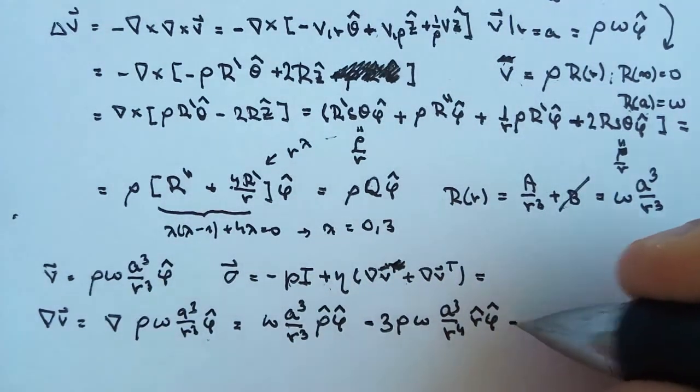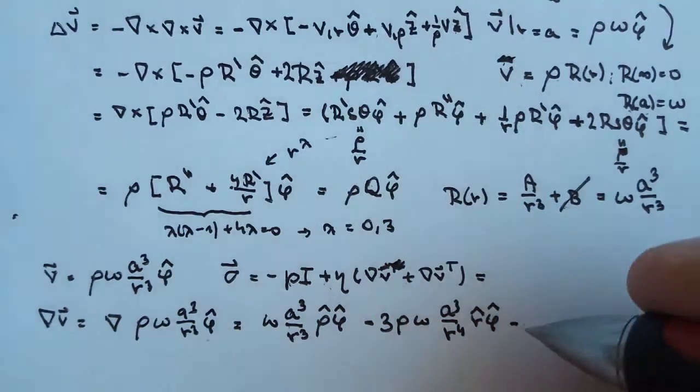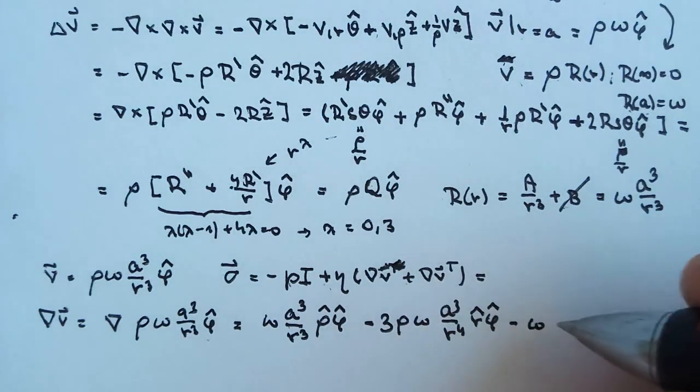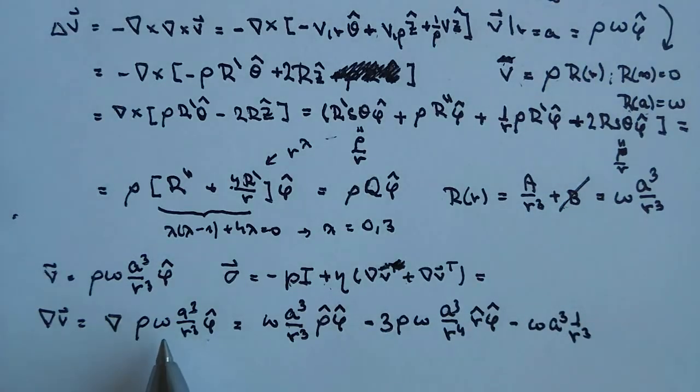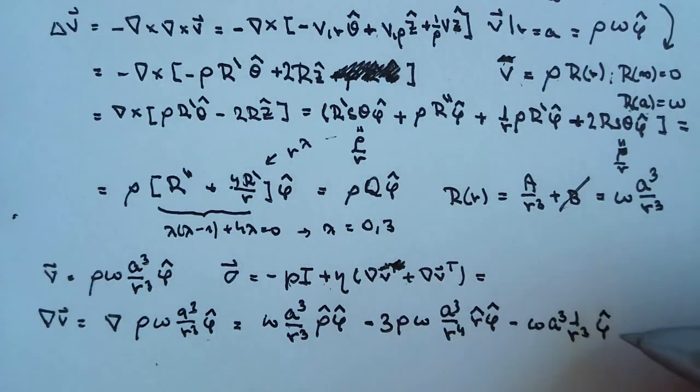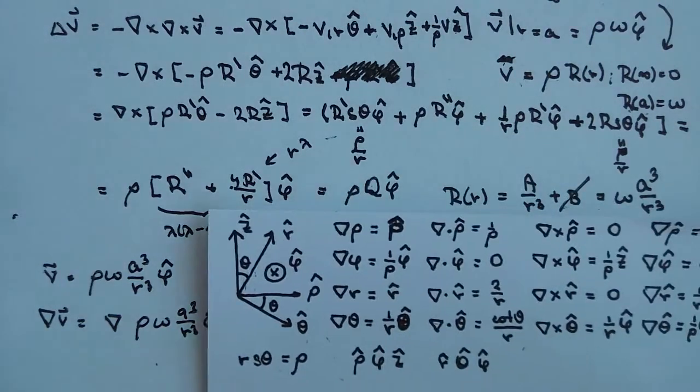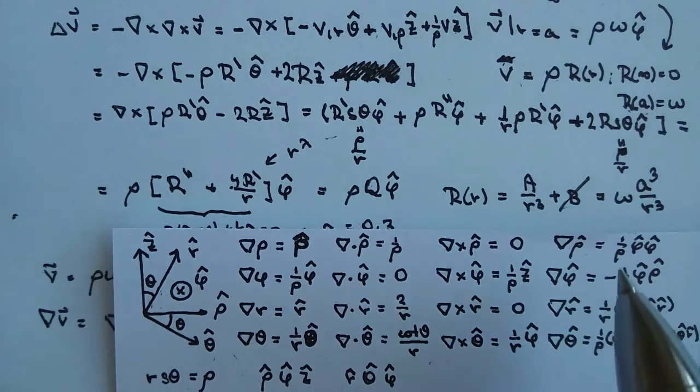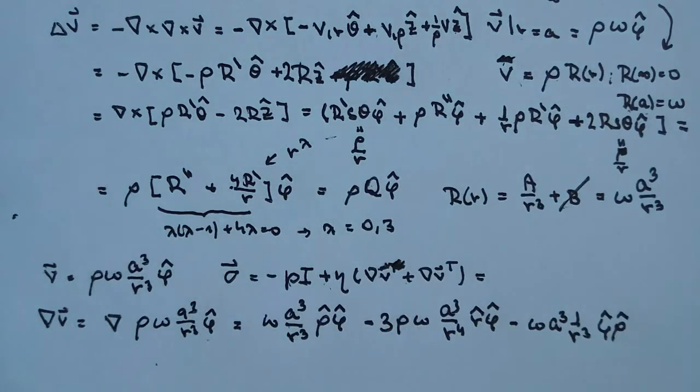So this is minus 1 over rho, that's omega a to the cubed, 1 over r to the 3rd power, and there is 1 over rho, so the rho cancels out, and there is phi times rho hat. Yes, again it's minus 1 over rho phi hat rho hat.